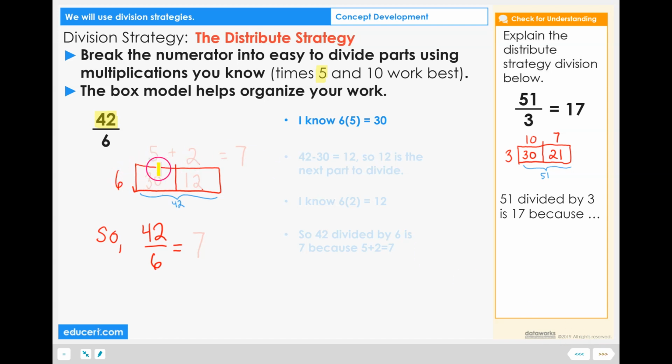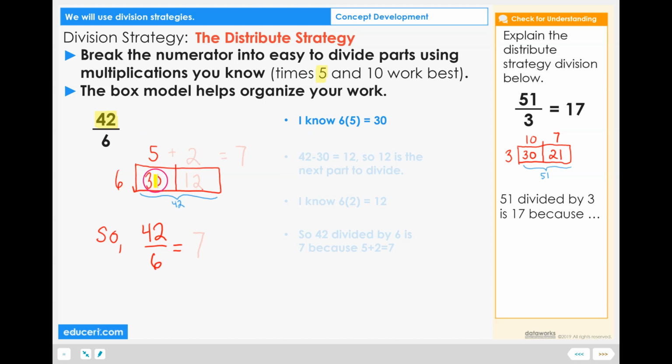So over here in our box model, we can organize this thinking. If you know that 6 times 5 equals 30, then you could put a 5 on the top column, and the box where the 5 and the 6 meet, that is where you put the multiplication of 5 times 6, which is 30.